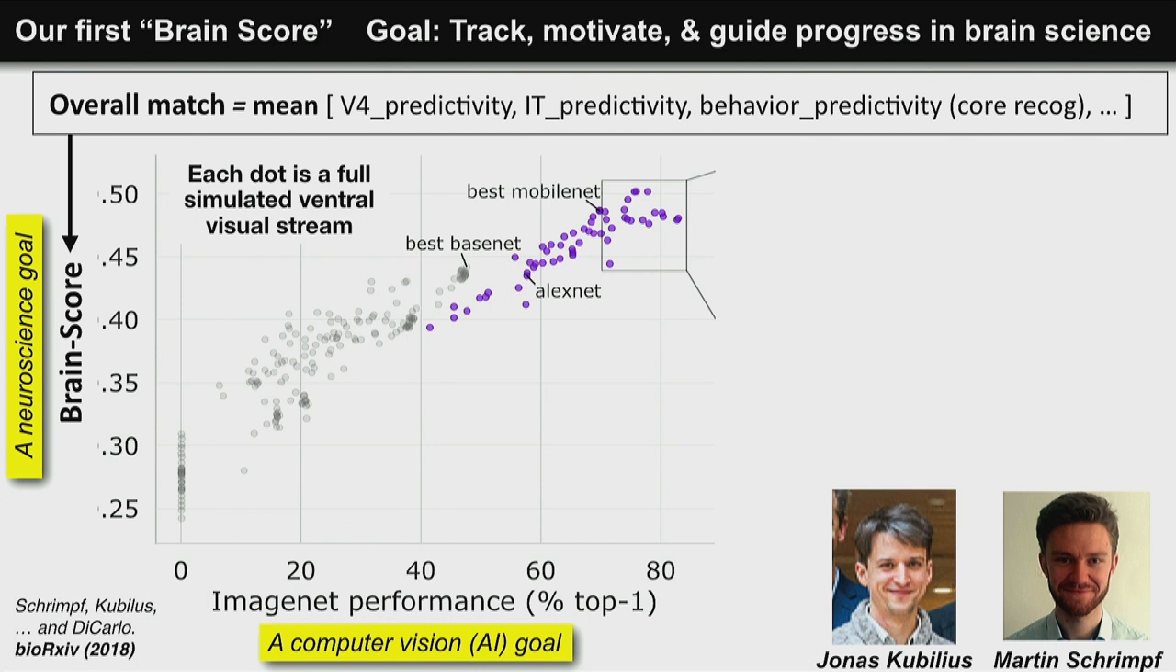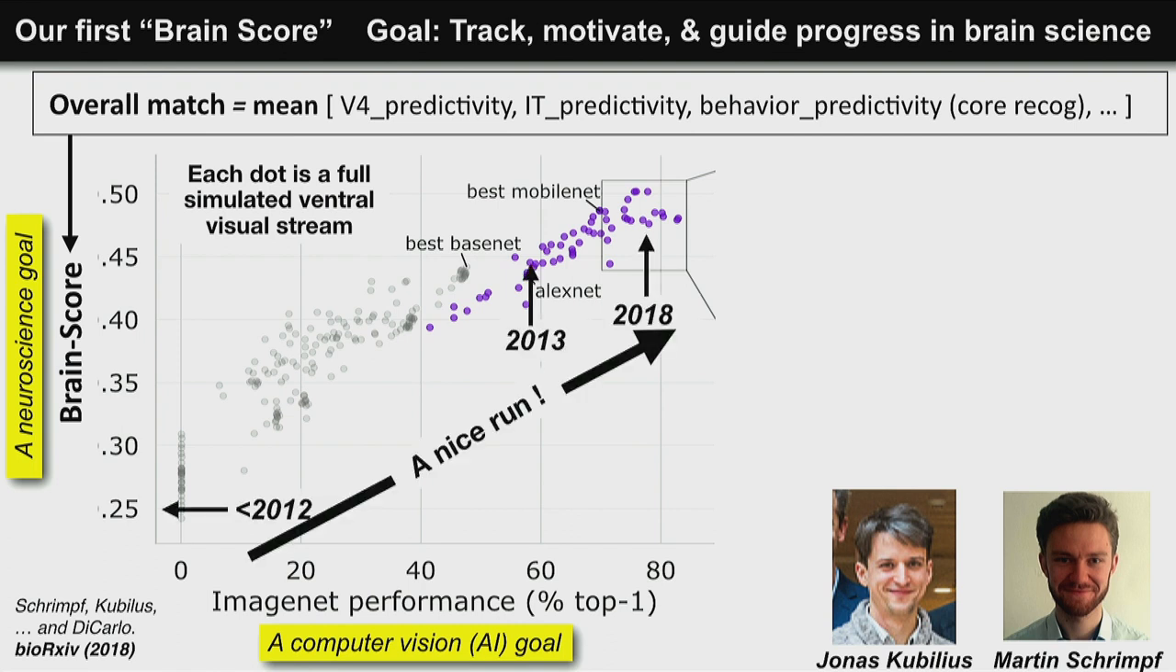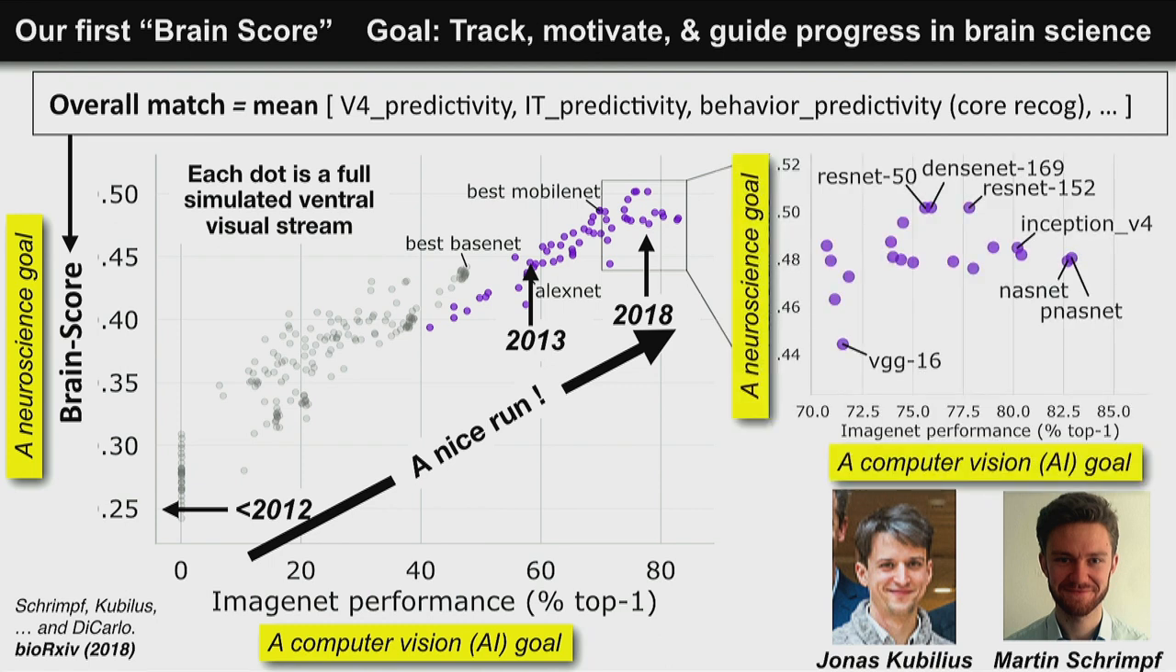Here's this same plot I showed you before, but now I'm not just showing IT, I'm showing a combination and average of V4, IT, and behavior, equally weighting them in this average. And you can see that there's AlexNet. It was up there. And even though I said models had flattened out, if you look at them overall, they're continuing to increase. There was a nice run from 2012 or so to about today. But now if you zoom in, it might be plateauing, as I said earlier in the talk. So it might need something other than performance drive to keep this thing moving up on an overall brain score fit.